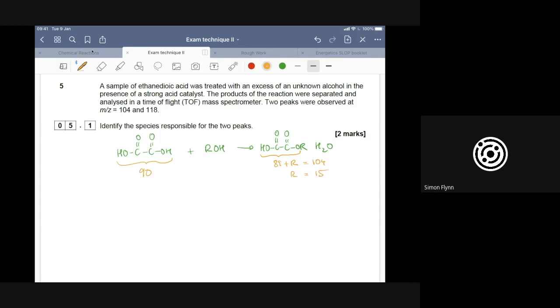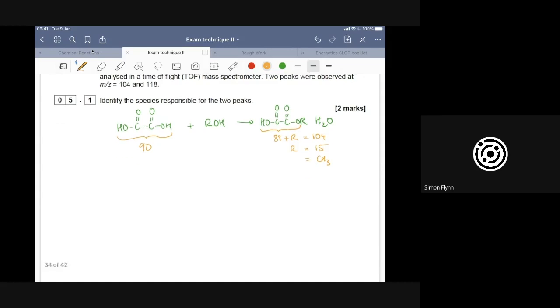And 15, hopefully you won't have to think very long about it, is CH3. So what's the difference between 104 and 118? That's a difference of 14. That is the equivalent of replacing the other hydrogen on the other carboxylic acid with our CH3 again.